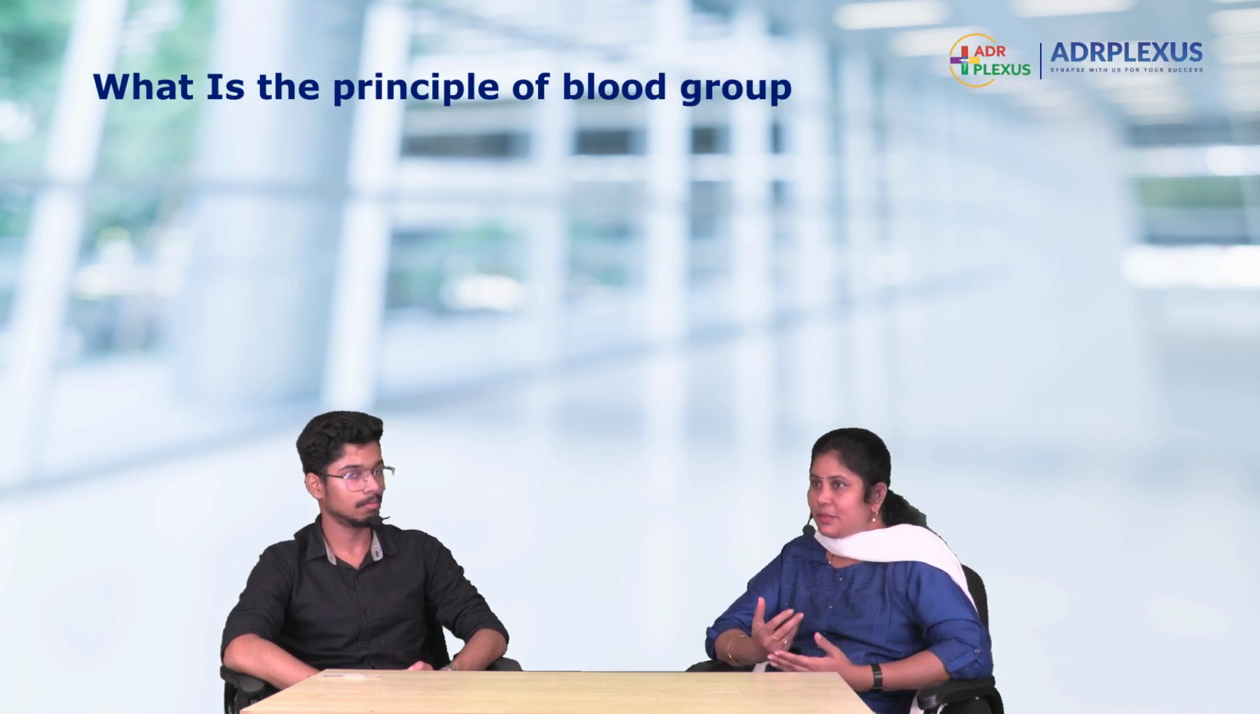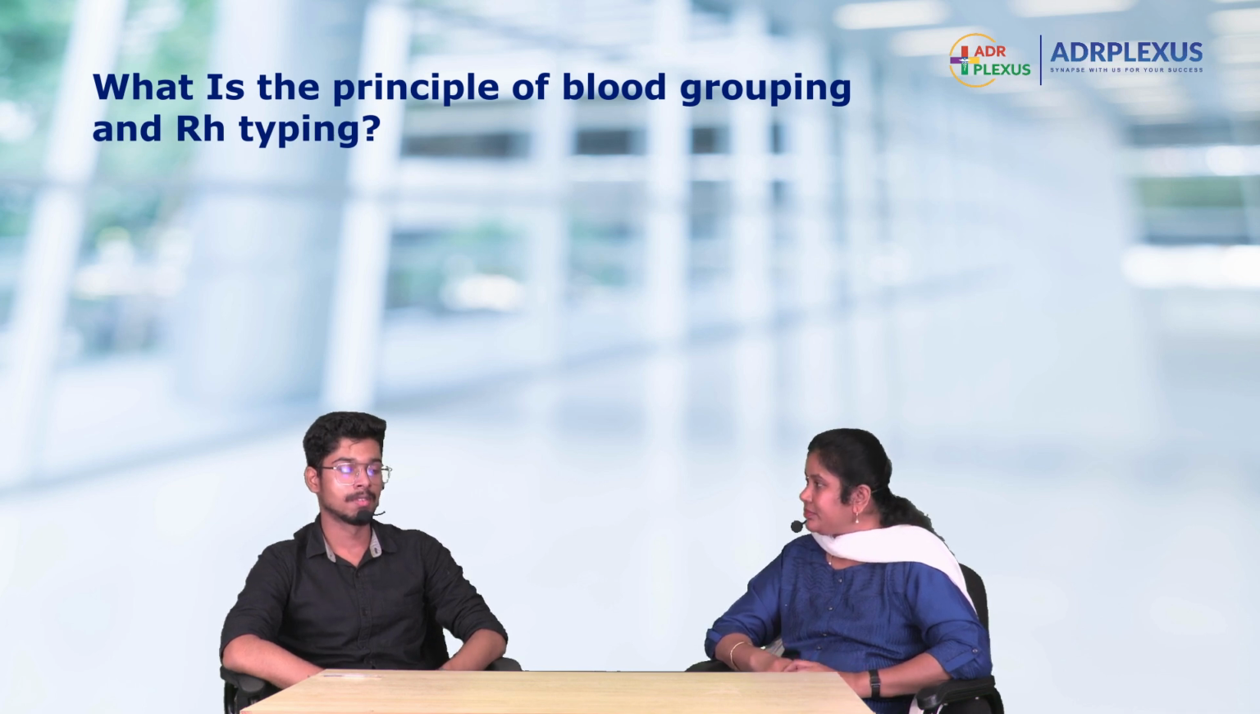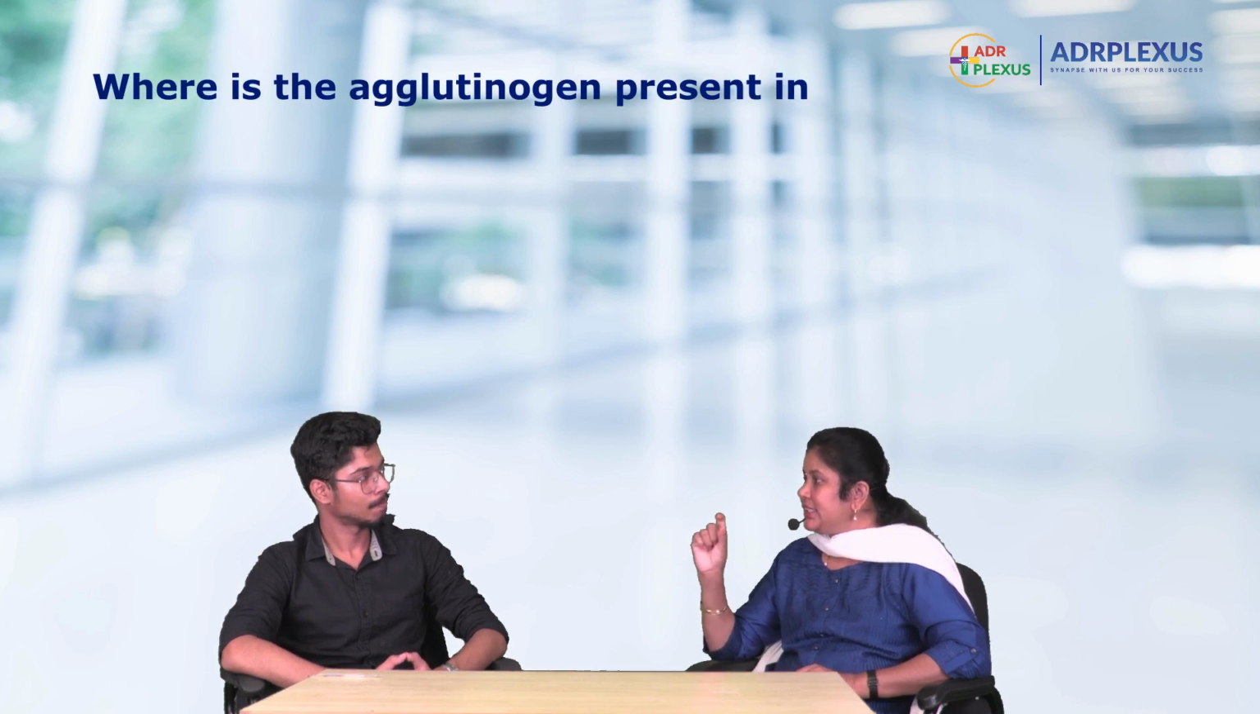Shall we go on to blood grouping and typing? Yes, ma'am. What is the principle of blood grouping and typing? Basically, blood grouping is determined based on the antigen-antibody reaction. Once the antigen, that is the agglutinogen, present in the RBC reacts with the agglutinin, that is the antibody, it forms an agglutination reaction. Where is the agglutinogen present in the RBC?